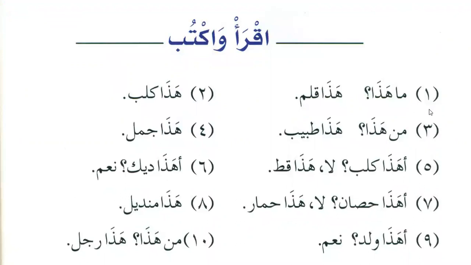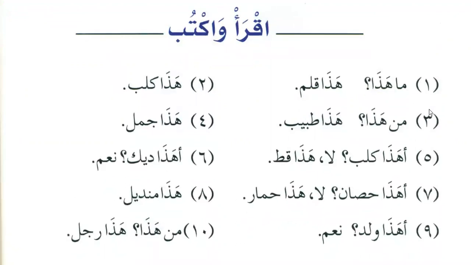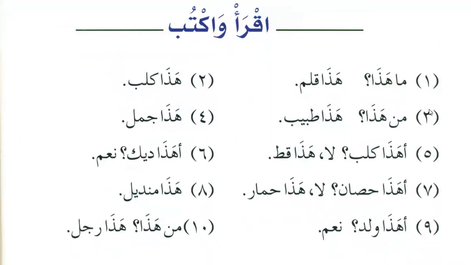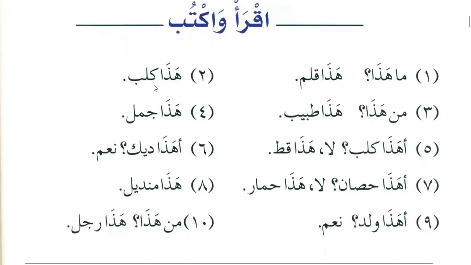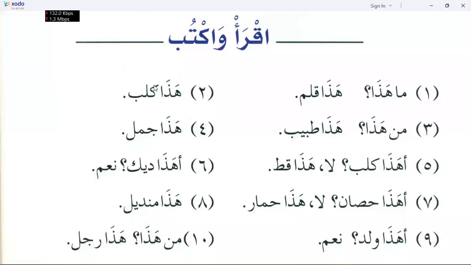Ma hadha, what is this? Hadha qalam, this is a pen. When I say qalam, do I have to say it with the tanween, or can I just say qalam? Both are okay. Nothing to worry about. Okay, and then it says hadha kalb, this is a dog. Try to make it a little soft. Hadha kalb. Qaf is heavy and kaf is a little thin. Hadha kalb.